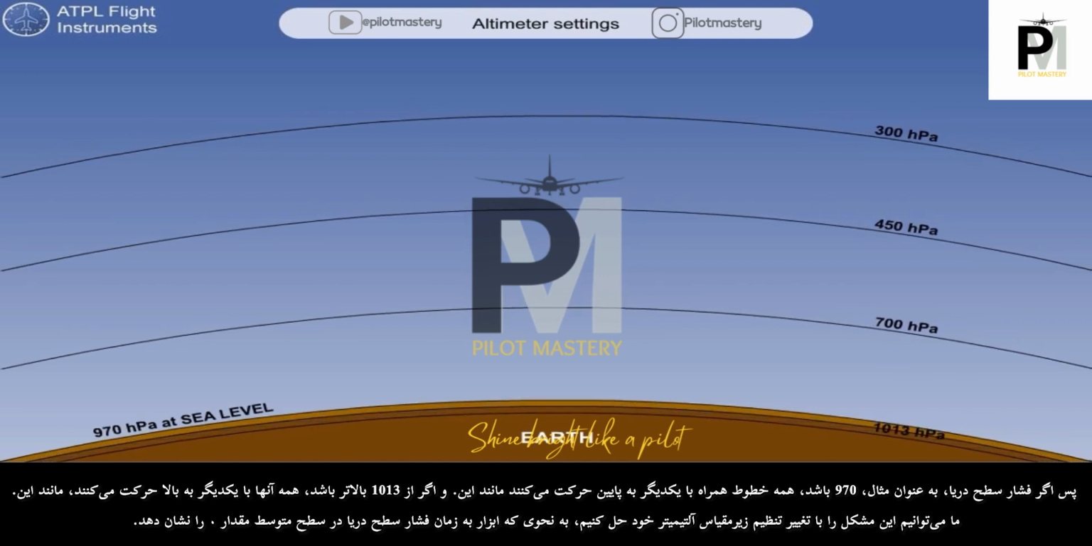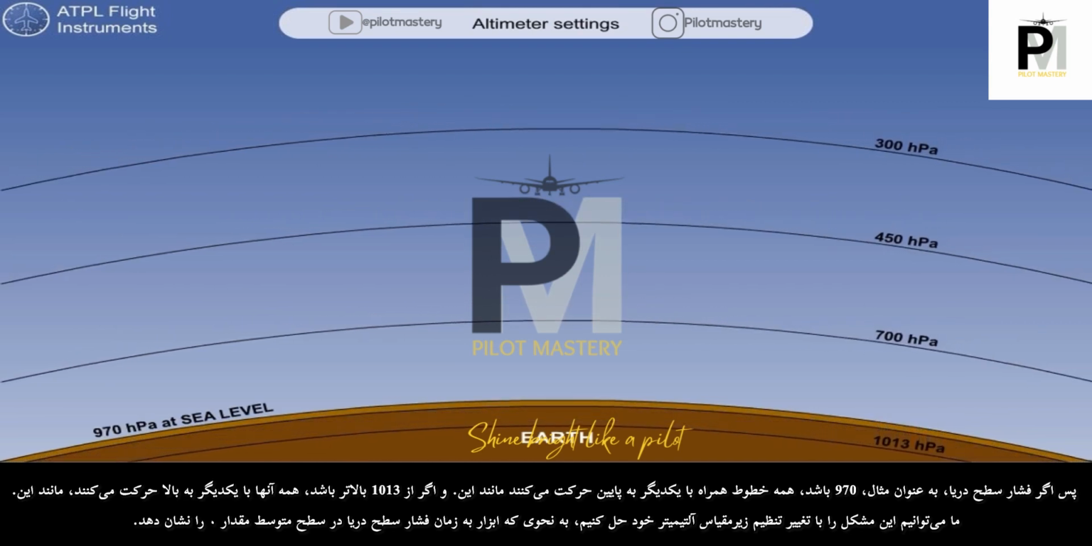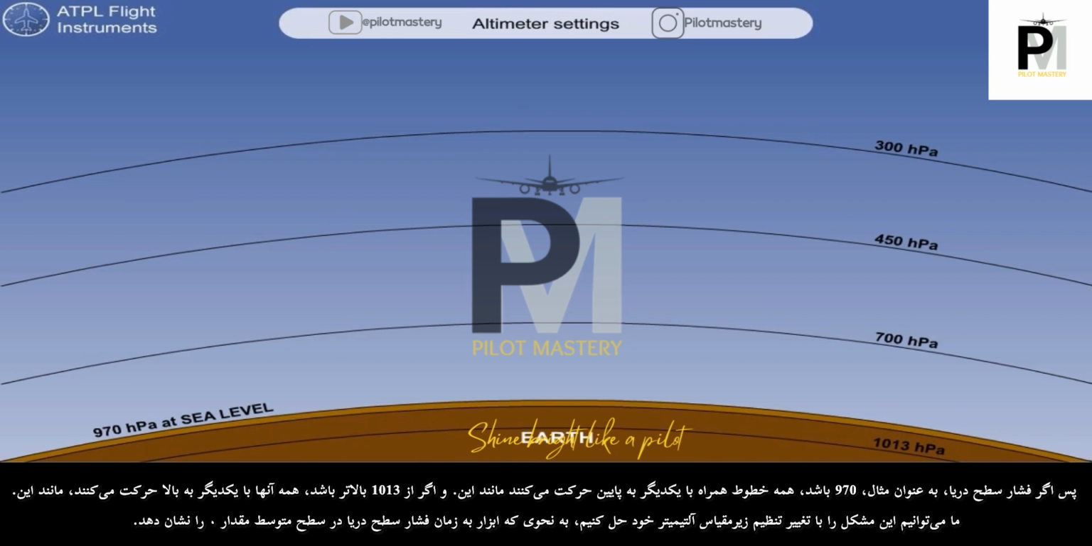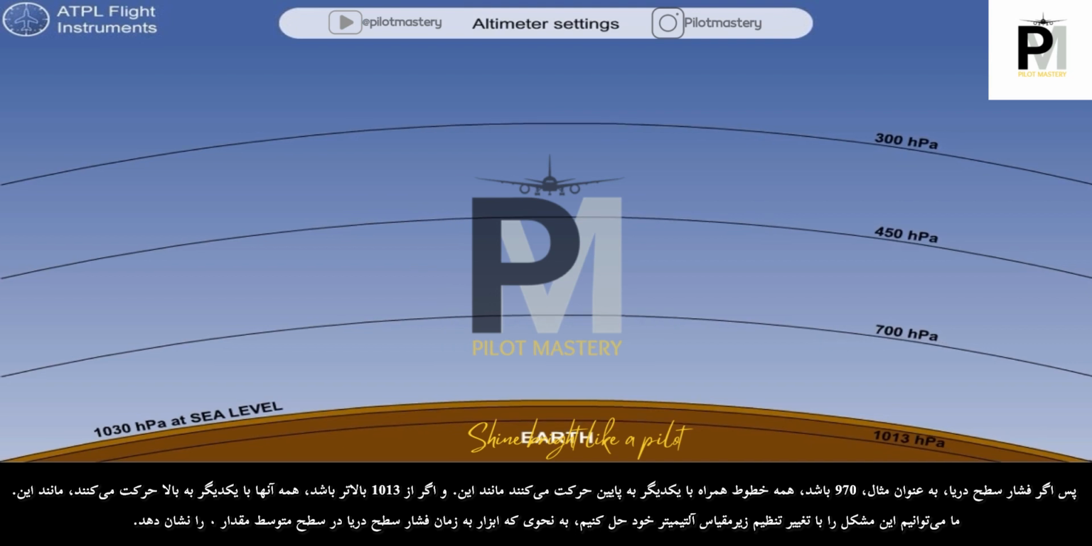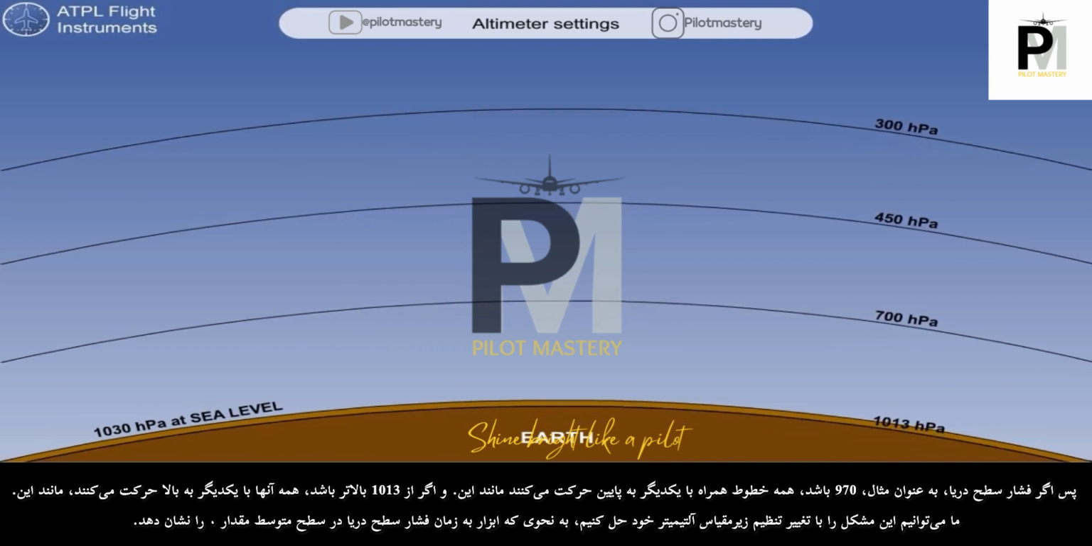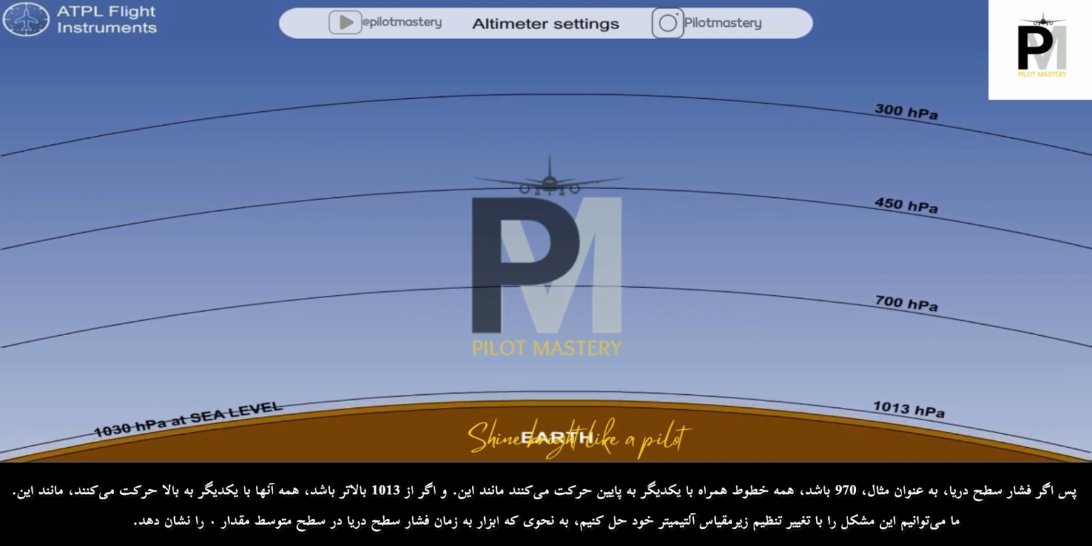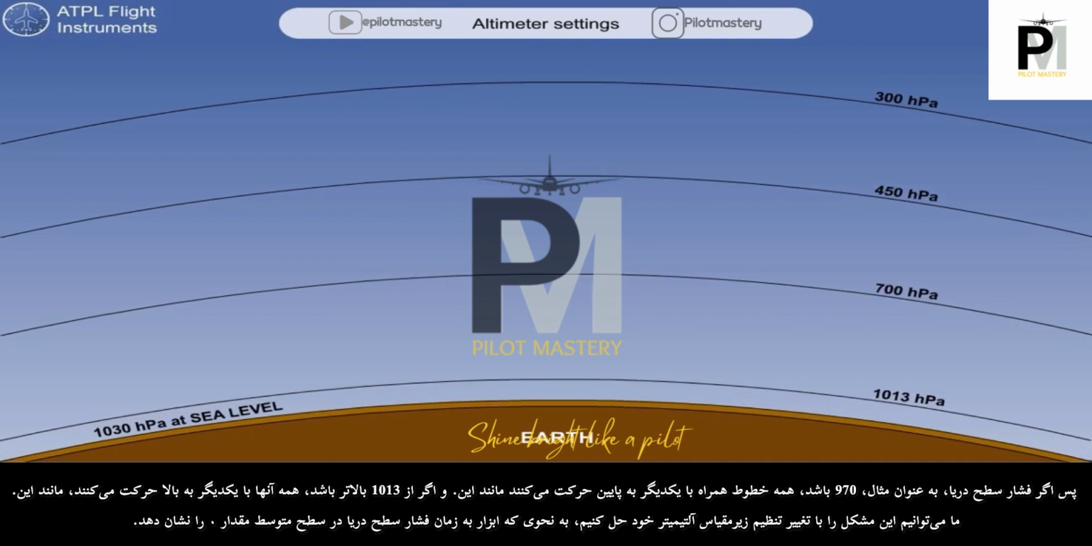So, if the sea level pressure were, say, 970, all the contour lines would move down together like this. And if it were higher than 1013, they would all move together upwards like this. We can solve this problem by altering the subscale setting of our altimeter, so that the instrument is reset to read 0 for the mean sea level pressure at the time.